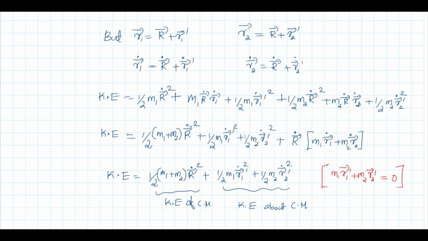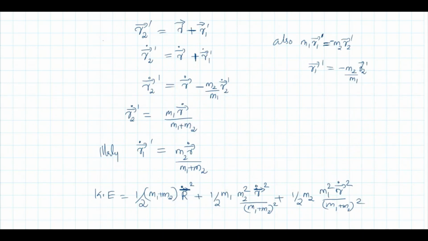These are half m1 r1 prime dot square plus half m2 r2 prime dot square. This is actually the kinetic energy of the system about center of mass. So this result is a general one. For any rigid body or for any system of particles, the kinetic energy is the sum of two terms. One is the kinetic energy of center of mass. The second term is the kinetic energy about center of mass.